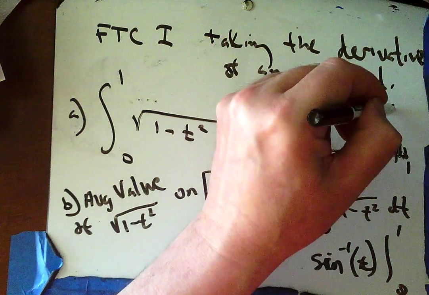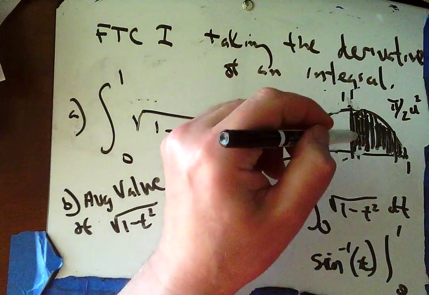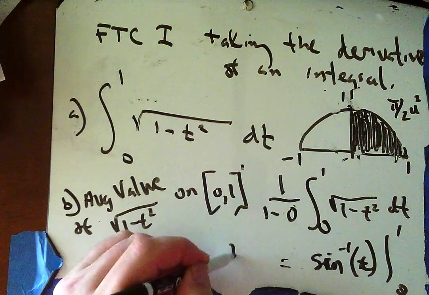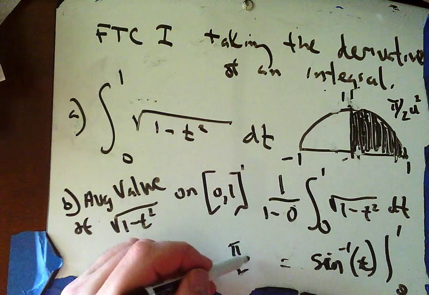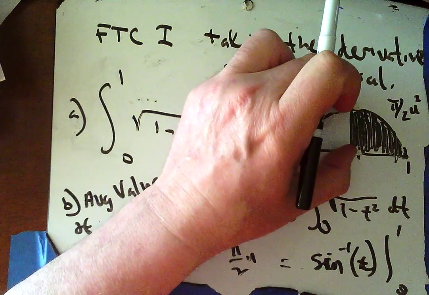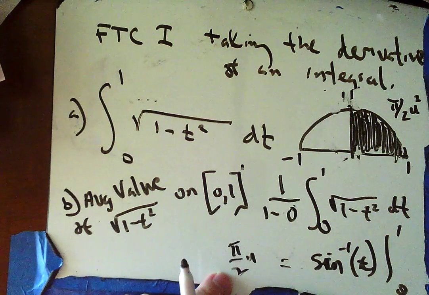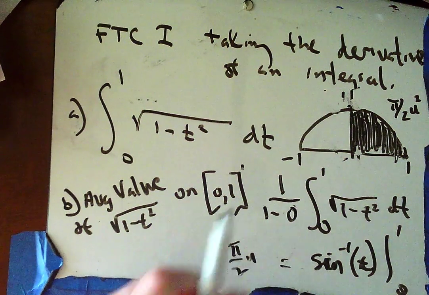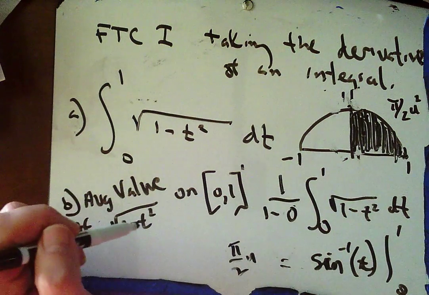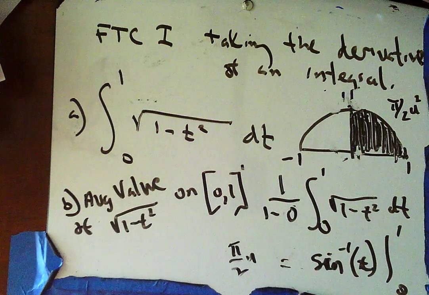This one is pi over 2 units squared. And what's the average of these heights? The average of these heights is pi over 2 units. So this is 1. Wait a second. No, that can't be right. Because pi over 2 is 1.57, and that's much higher than what happens if I plug a 0 in there. Did I miss something? What happened here?